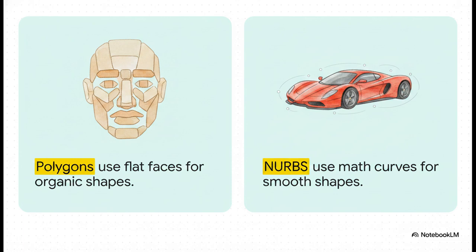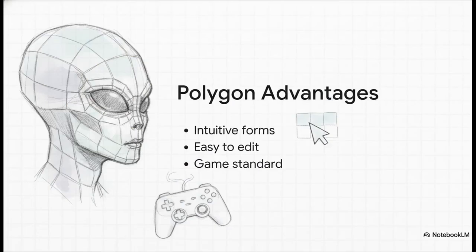The easiest way to grasp this is that polygons are like building with flat Lego blocks, making them perfect for characters and organic stuff. NURBS, on the other hand, use complex math curves to make perfectly smooth surfaces. It's kind of like bending pristine sheets of metal. They are amazing for designing a sleek sports car or industrial products, but terrible for trying to animate a human face. That's exactly why polygon modeling is the undisputed king in software like Maya.